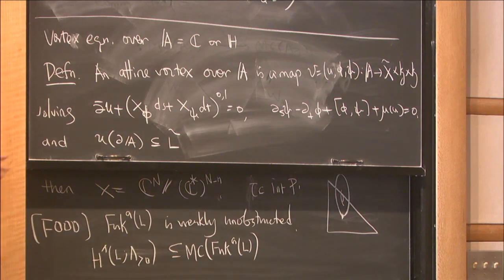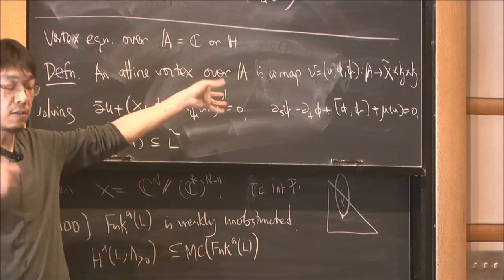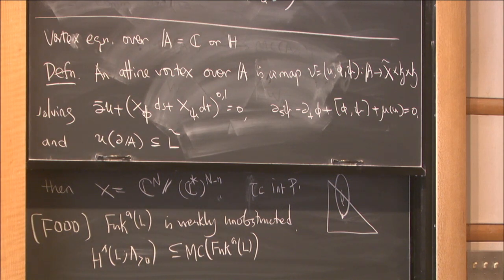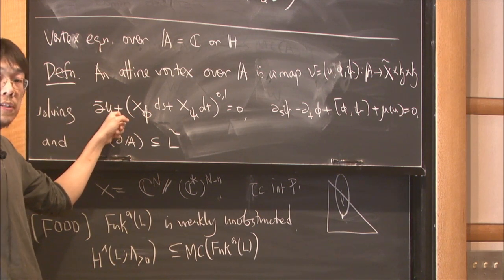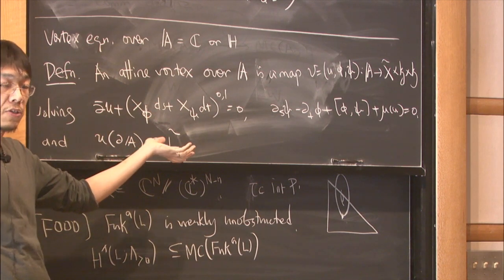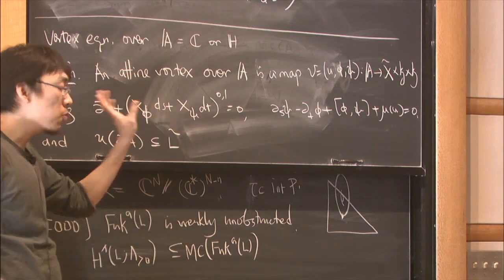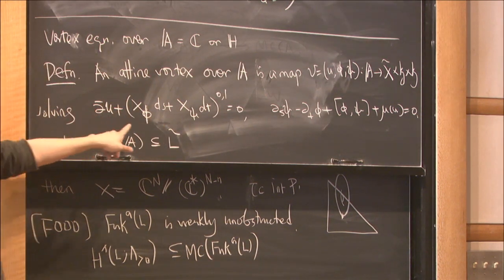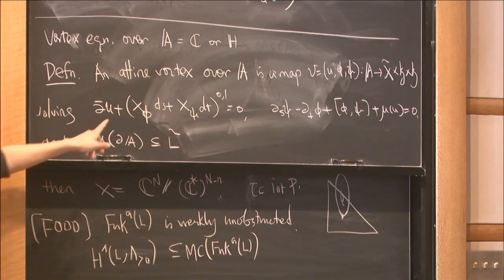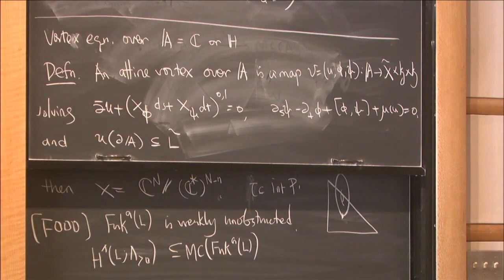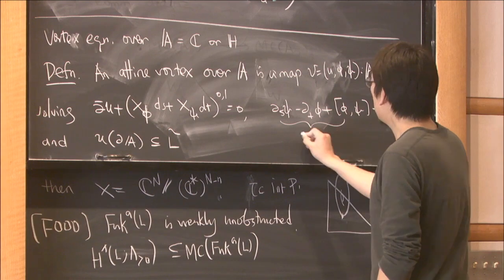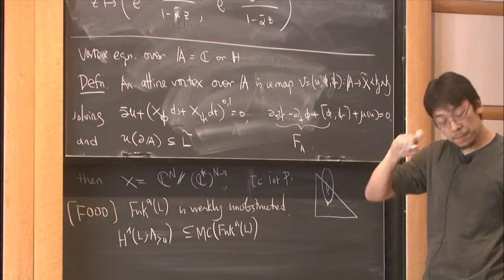In physics terminology, you can call U a matter field, and phi and psi are the two components of the gauge field. So phi and psi can be viewed as the two components, the ds and dt components, of a connection. And the first equation basically says that this map U is holomorphic, but not with respect to the trivial connection; it's holomorphic with respect to the non-trivial connection given by these two components, phi and psi. So here X sub phi and X sub psi are the infinitesimal actions. And the second equation, this term is actually the curvature of this connection.